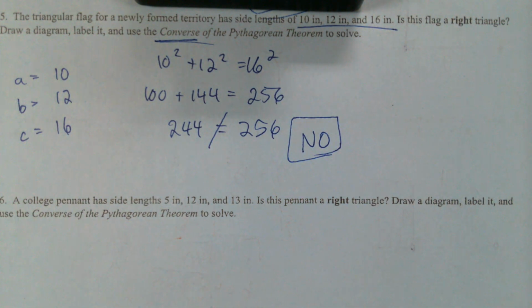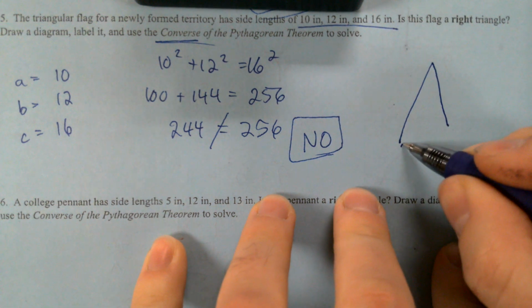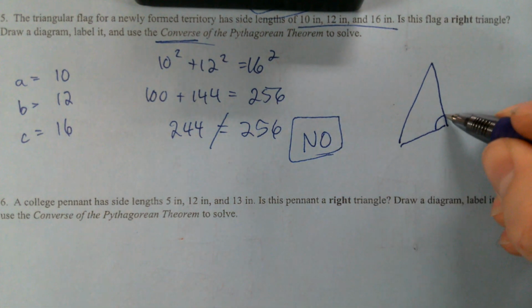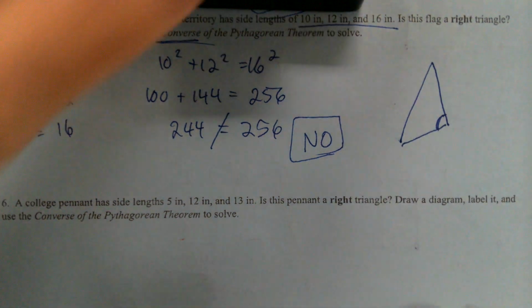The converse of the Pythagorean theorem is just verifying whether or not something is a right triangle or just a regular triangle. Right? 10, 12, 16, those would still form a triangle. It just wouldn't be a right triangle. It would look something like this. Almost a right triangle, but not quite. A little bit more obtuse than a right triangle would be. I don't know if this is exactly what it would look like, but it's close enough.